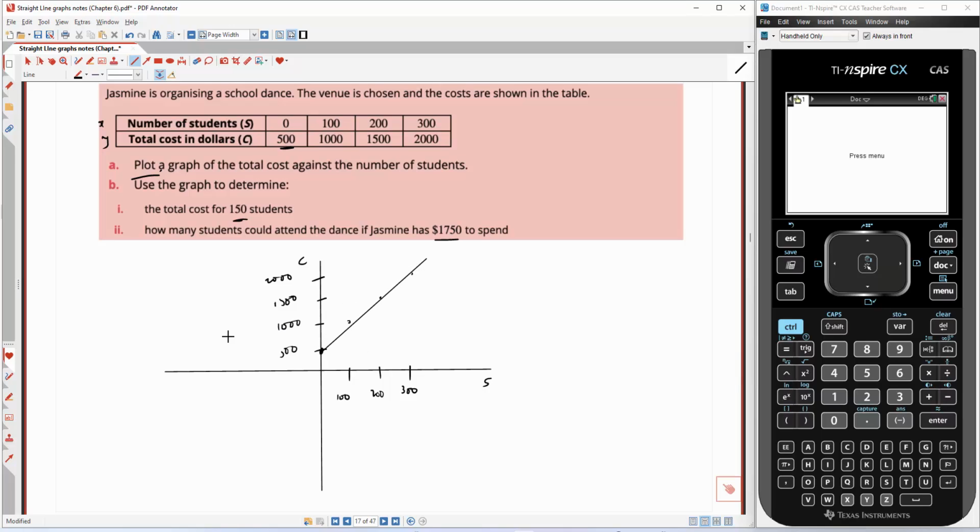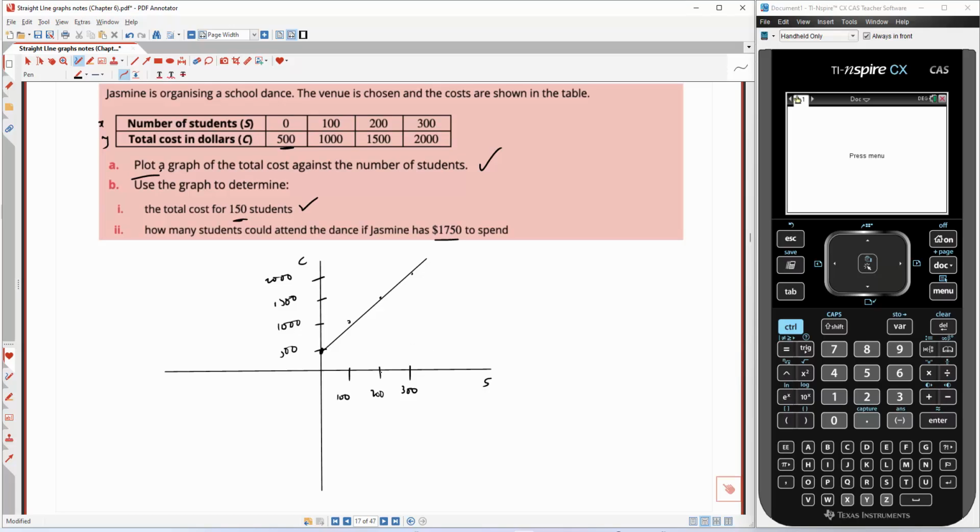Again, they might not join perfectly because you're maybe like me, I've plotted this without a ruler. So yeah, you can see that it's not quite accurate. Okay, so plot the graph. Done. Use the graph to determine the total cost for 150 students.